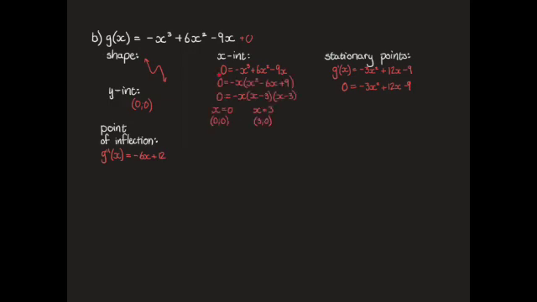I started by finding the x-intercept, and you'll see that I took out a common factor of negative x first, so that I had an easier to solve trinomial. Once I did that, I found that x would be 0 and that x would be 3. So I factorized to find the stationary points, and I would then substitute those values back into the original function.